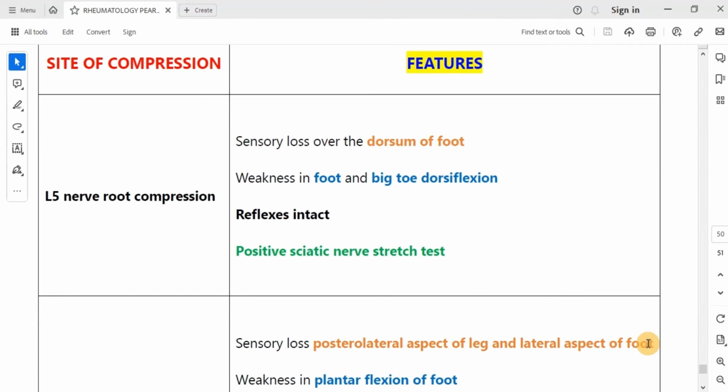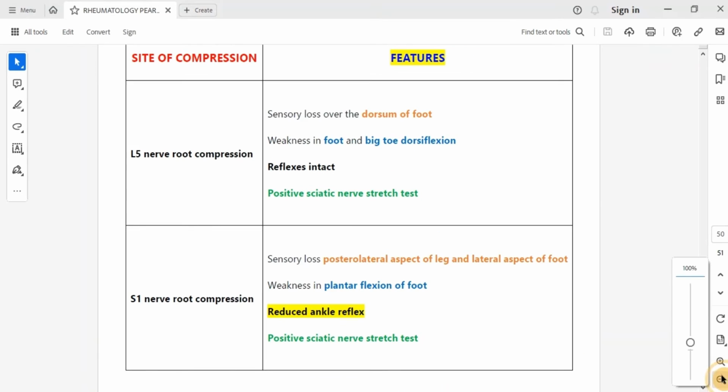Next one is site of compression and their differentiating points. Typically we can have either L5 nerve root compression or S1 nerve root compression. Both of them will have a positive sciatic nerve stress test, so that test cannot be used to differentiate between them. S1 nerve root compression will have reduced ankle reflex, but the reflex will be intact in case of L5. And L5 nerve root compression will lead to sensory loss over the dorsum of the foot and weakness in the foot and big toe dorsiflexion.